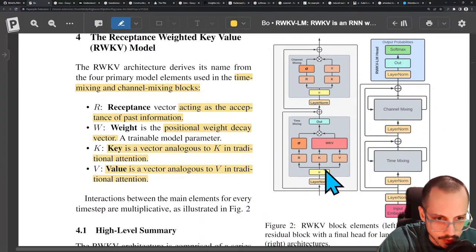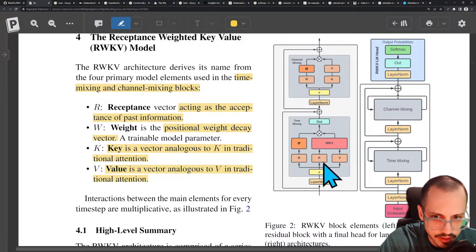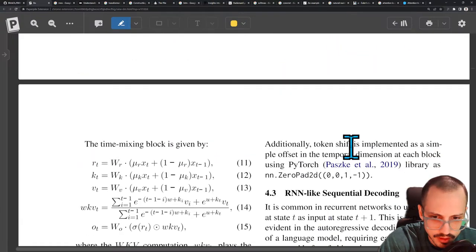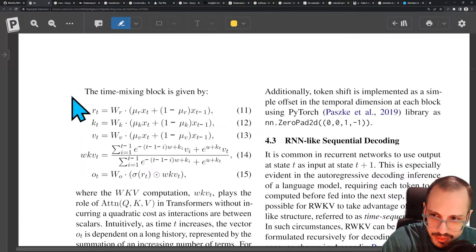What is this little mu? But you split it up into RKV, WKV, so this is the, and then this is the softmax here. Let's see if we can understand it better by looking at these.